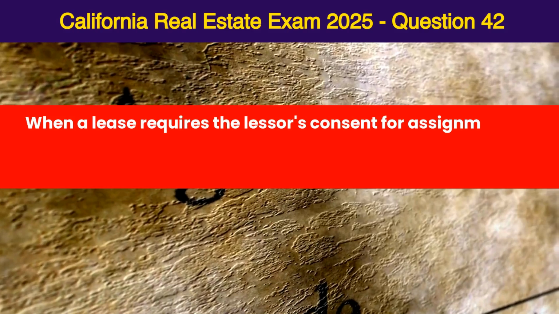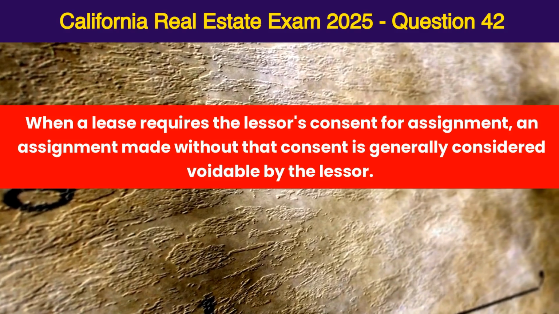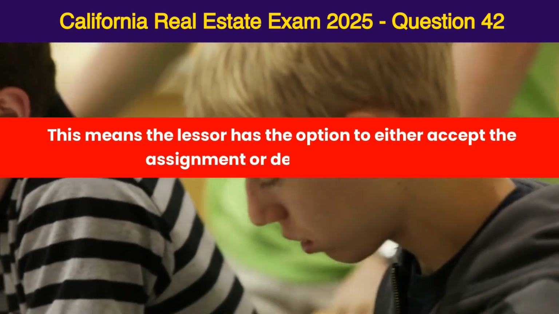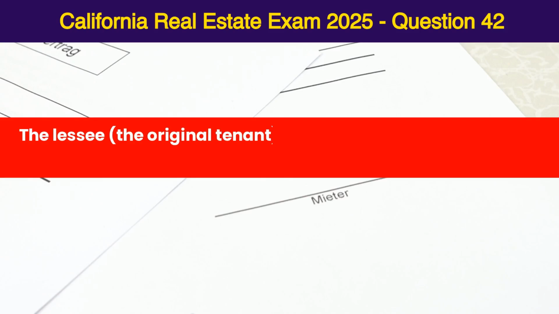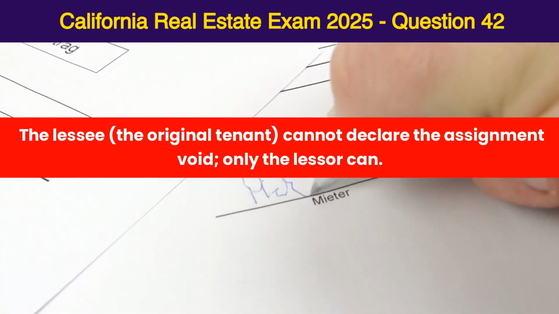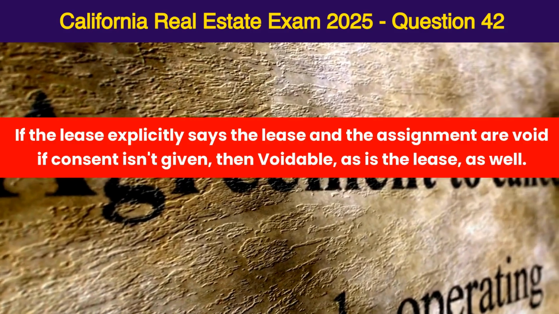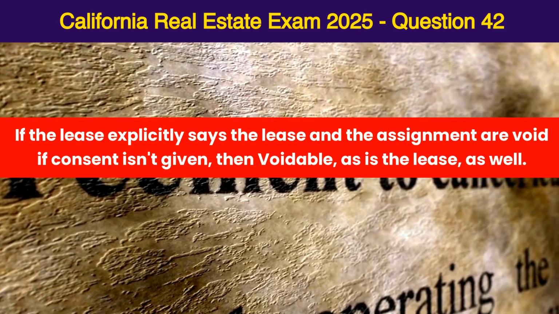When a lease requires the lessor's consent for assignment, an assignment made without that consent is generally considered voidable by the lessor. This means the lessor has the option to either accept the assignment or declare it invalid. The lessee, the original tenant, cannot declare the assignment void. Only the lessor can. If the lease explicitly says the lease and the assignment are void if consent isn't given, then voidable, as is the lease as well.